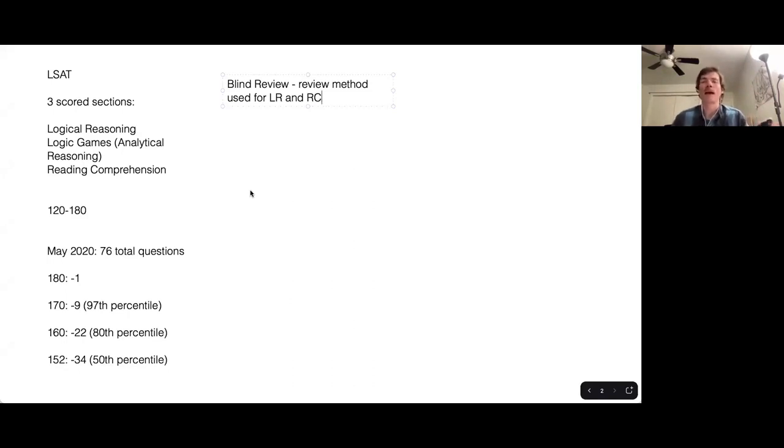And so one part of that is being able to identify why wrong answer choices are wrong. And again, those reasons are going to repeat themselves. So blind review is where we really think about those reasons in depth and we get very, very familiar with them. Now, when you're doing blind review, you want to be careful to not let yourself make any little assumptions or jump through any little mental hoops.